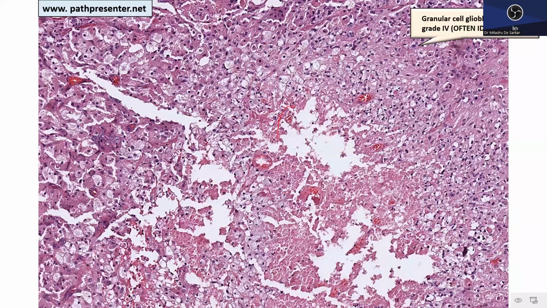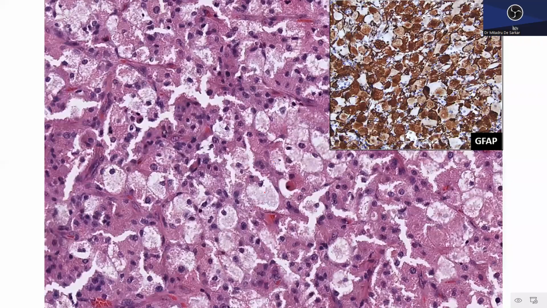So you have got a central area of necrosis, which is basically rimmed by diffuse sheets of polygonal histiocytoid cells with abundant pale cytoplasm, giving it an appearance of macrophages. A problematic issue about this particular tumor is that CD68, which is a macrophage marker, can be positive. However, more specific macrophage markers like CD163 will be negative in these cases. And if you do a GFAP, you will see positivity for GFAP within these tumor cells, thus establishing a diagnosis of a granular cell glioblastoma.